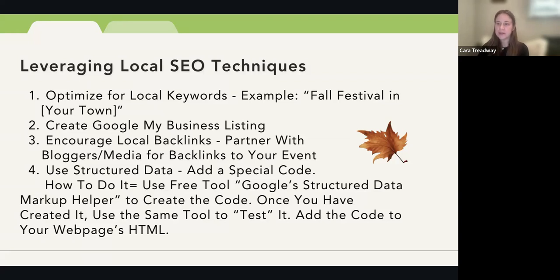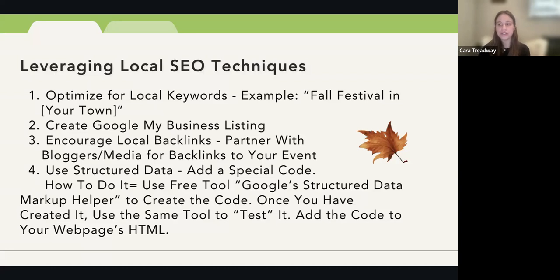But to leverage some local SEO tips, we can start by optimizing our site for local keywords, such as Fall Festival in your town. You can also add these keywords to your website tags. You can create a Google My Business listing to enhance your online visibility. You can also encourage local backlinks to your event by partnering with bloggers or local media outlets for coverage and then backlinks to your event.